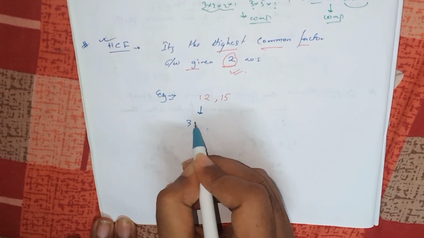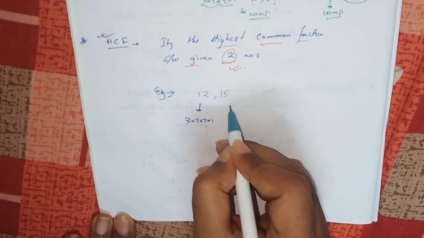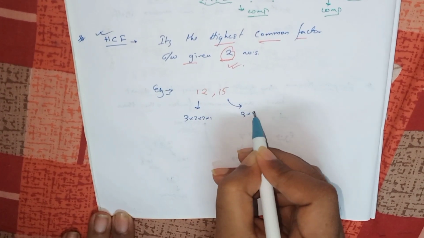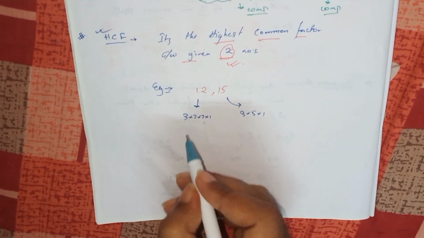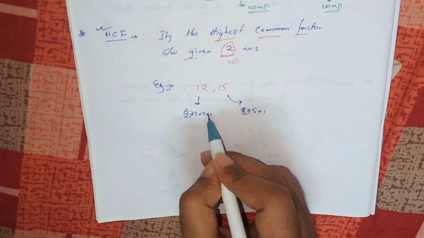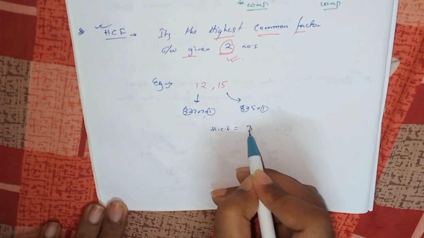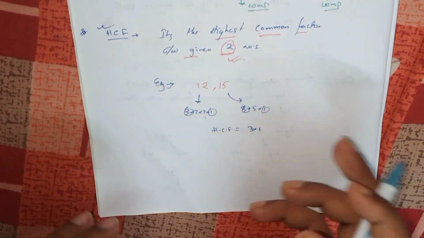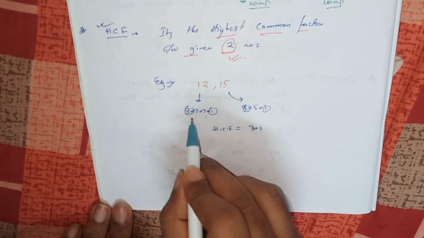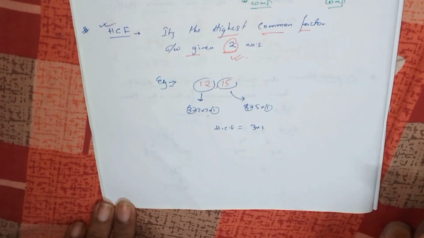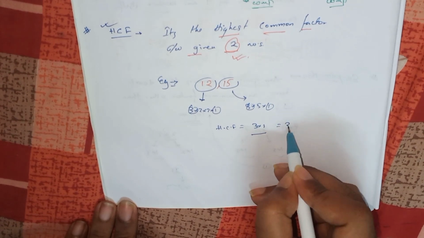12 is 3 into 2 into 2 into 1. 15 is 3 into 5 into 1. What are common? 3, 3, 1, 1. So the highest common factor will be 3 into 1. Just count the common factors, the common numbers between the prime factors of the two given numbers, and multiply them. So 3 is the HCF.